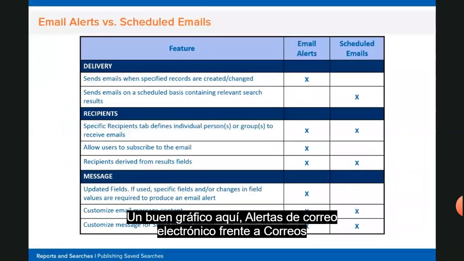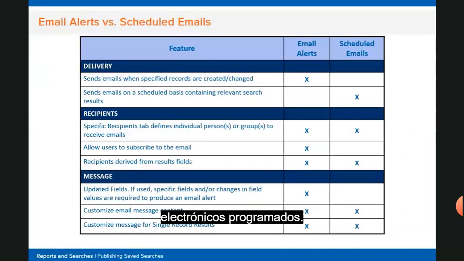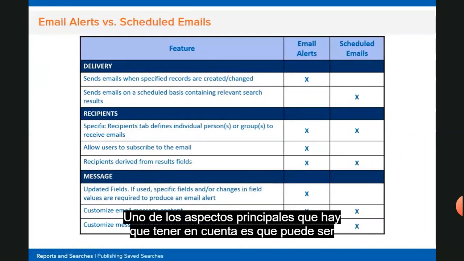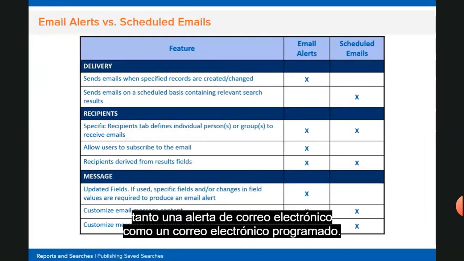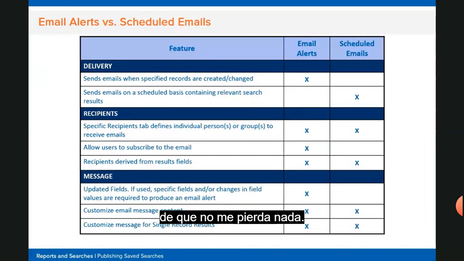A nice chart here, email alerts versus scheduled emails, tells you the difference between the two. One of the major things to consider is it can be both an email alert and a scheduled email. Alert me throughout the day when things happen, and then once a week send me a scheduled email to make sure I don't miss anything.